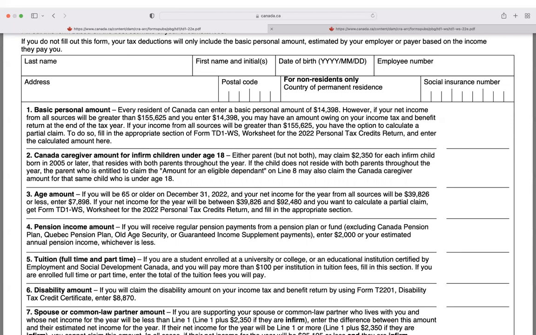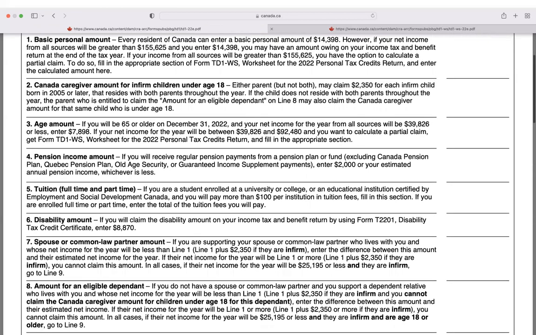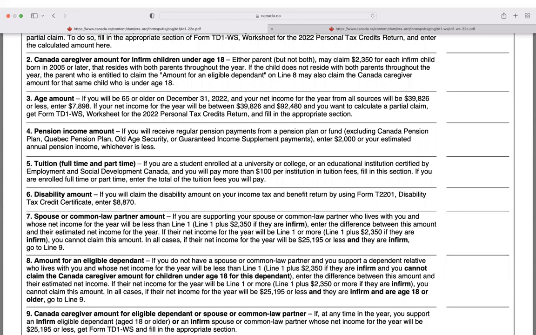Number four, pension income amount. If you receive regular pension income from a pension plan like CPP, Canada Pension Plan, QPP, Quebec Pension Plan, Old Age Security, or GISP, Guaranteed Income Supplement Payment, then you enter $2,000 on your pension income amount.